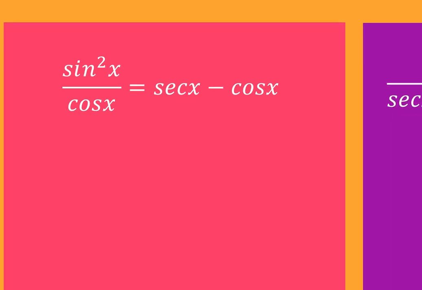They're not squared, so I'm not going to mess with my Pythagorean identities, right? But there is a reciprocal function there. Secant becomes what? 1 over cosine minus cosine. If my goal is to get this to be one fraction, how do I do that? I need the common denominator, so I'm going to multiply this by cosine. I'd get 1 minus cosine squared x over cosine.